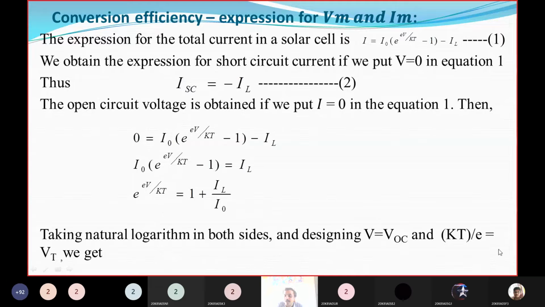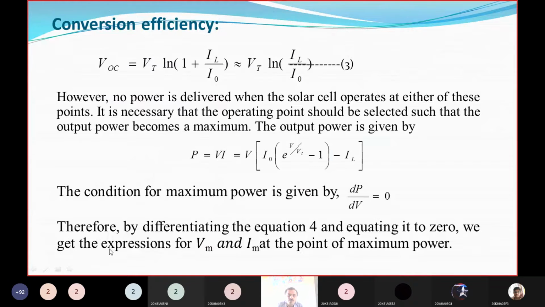kT by e is the thermal energy. So instead of kT by e, we just write VT. Now if you substitute that, this is the equation for the open circuit voltage. Simply, we can write VOC is equal to VT ln of IL by I naught. This is the open circuit voltage.